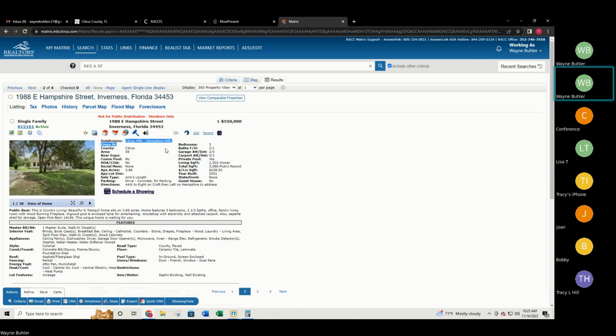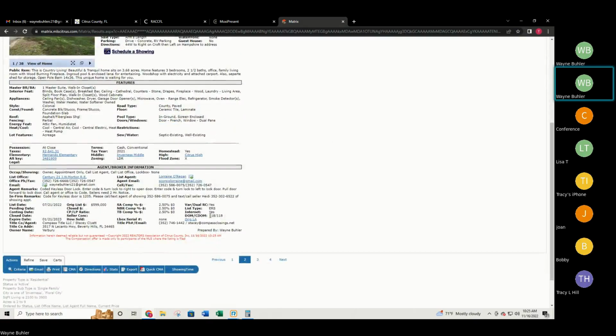And so again, I'm leery of saying, hey, these numbers are the same, because just like I told you the Pine Ridge example, Citrus Hills is going to attract a different crowd than Loch Ness. So this is listed at $550,000. One thing I like to look at, it's been on market for 118 days.